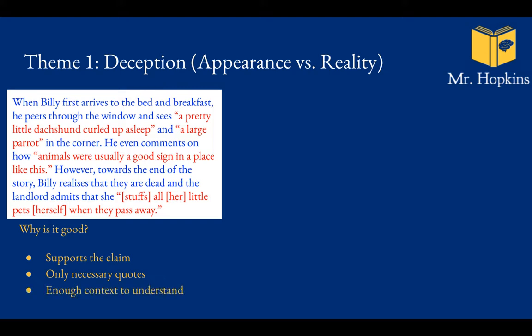It's also enough context to understand. So if I hadn't read the story, I'd know exactly what a pretty little dachshund curled up asleep actually meant. It's Billy looking through the window of the bed and breakfast and seeing one. So whoever hasn't read the story can still understand what the words in red mean. And it makes sense as if it's one person. If you remove the quotation marks, it still reads as one sentence. For instance, when Billy first arrives at the bed and breakfast, he peers through the window and sees a pretty little dachshund and a large parrot in the corner. That makes sense as one sentence. It's grammatically correct, even though it's the student's words and the author's words together.